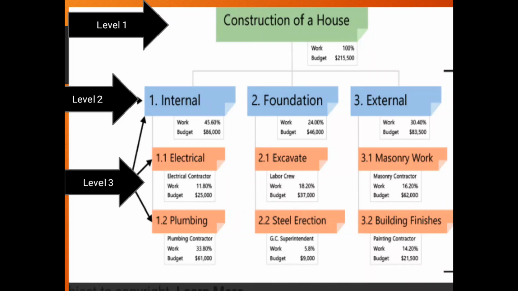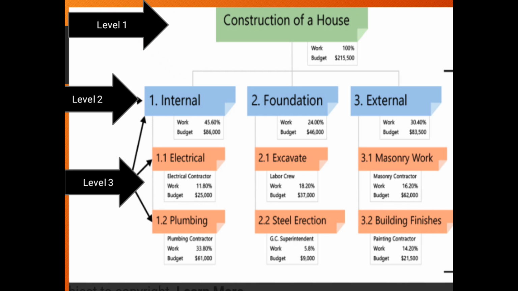Here is an example of a work breakdown structure. So this is how you can write a work breakdown structure. For example, this one is for house construction. So the overall project is house construction. From there, we have got major deliverables on house construction, like the internal, that is dealing with the interior of a house. From there, you can have foundation. Then you have got the major deliverable of exterior.